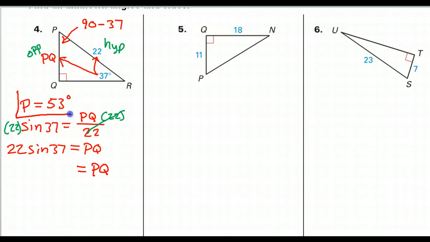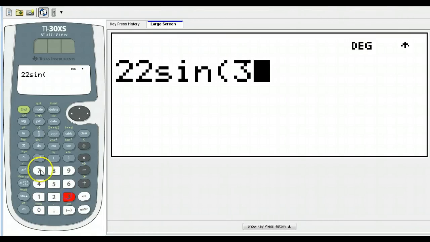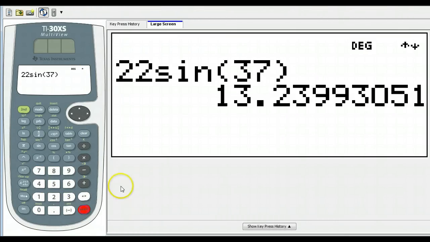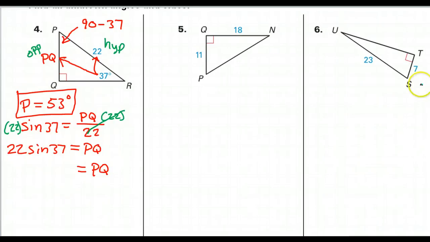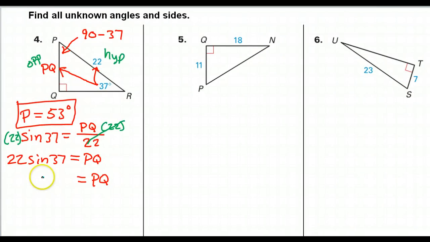I should put boxes around my answers. So there's one of them. 22 sine 37. It's 13.2. Where do they say round to? Nearest tenth. Yeah, so 13.2.